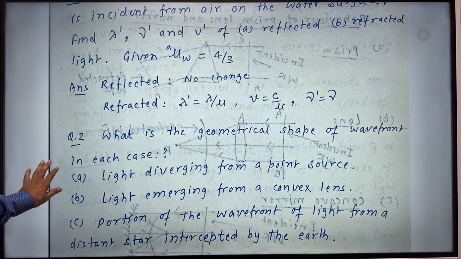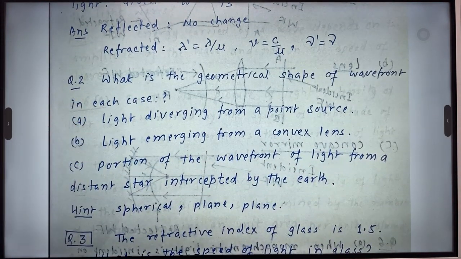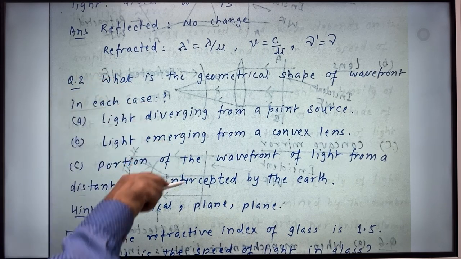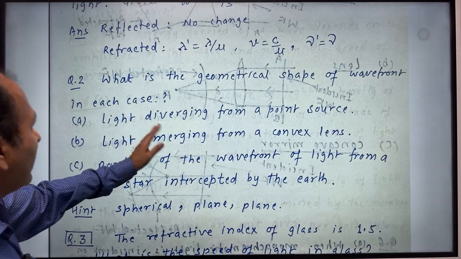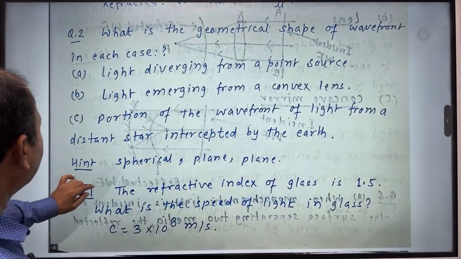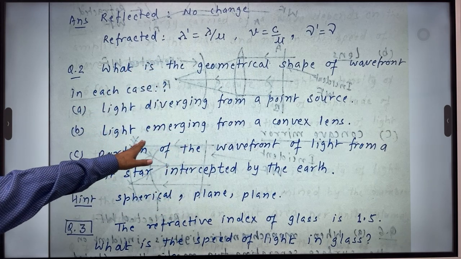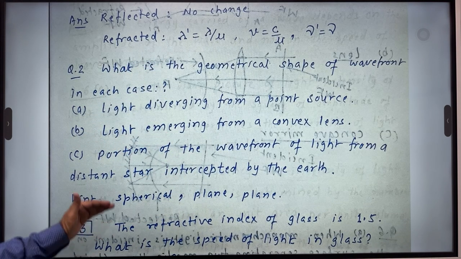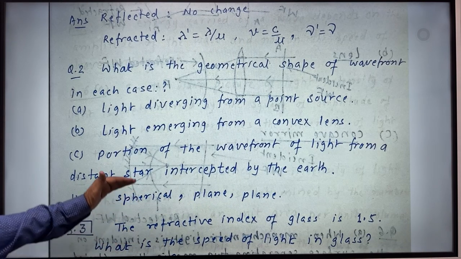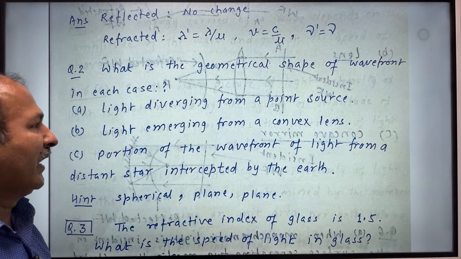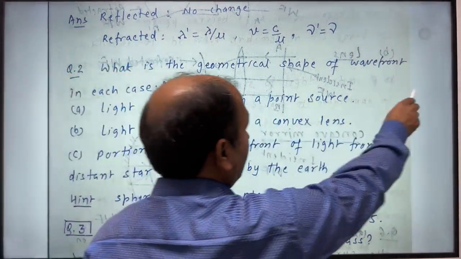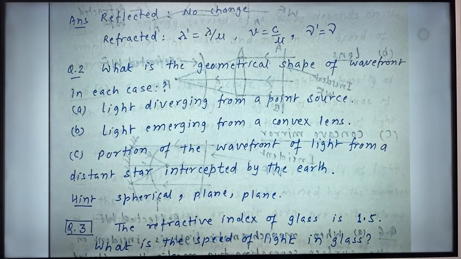Now, let's see another question. What is the geometrical shape of the wavefront in each case? First, light diverging from a point source. I have told you that when light diverges, then we draw the wavefront. In case of diverging, it will be spherical. Then the second case, light emerging from a convex lens. When light comes out from a convex lens, the rays become parallel. So we get a plane wavefront. We have already studied that when light rays are parallel, in that case we draw the wavefront.